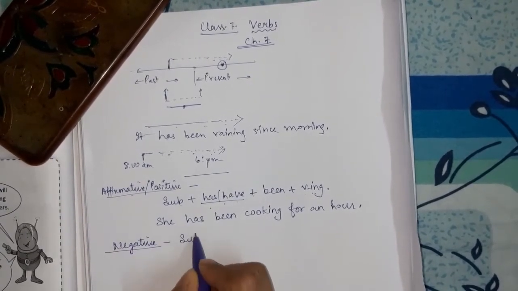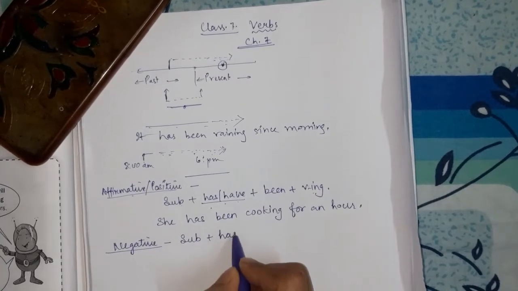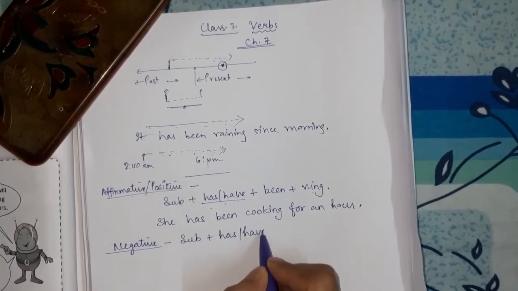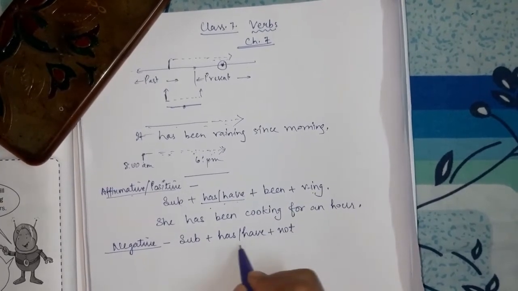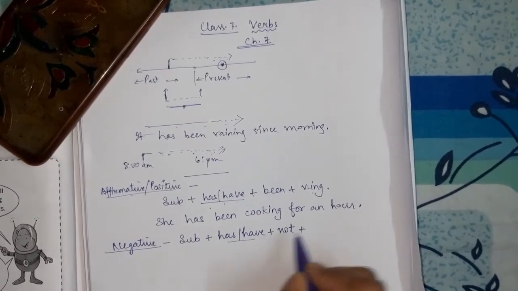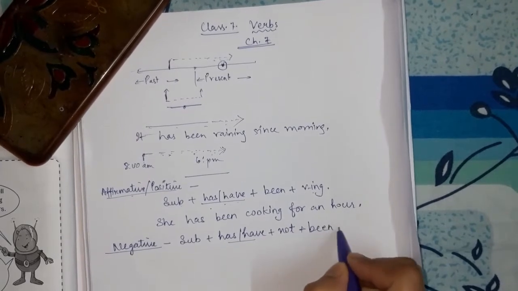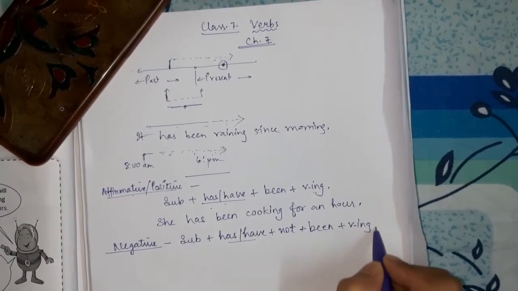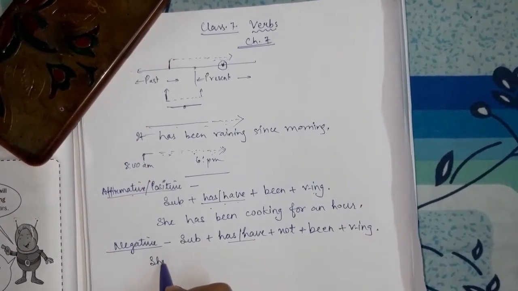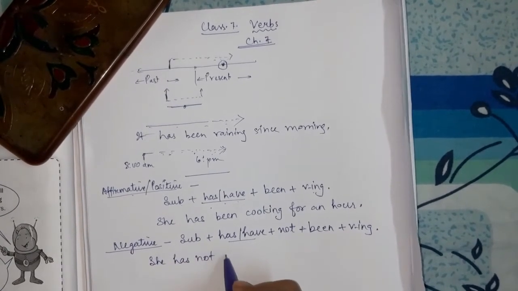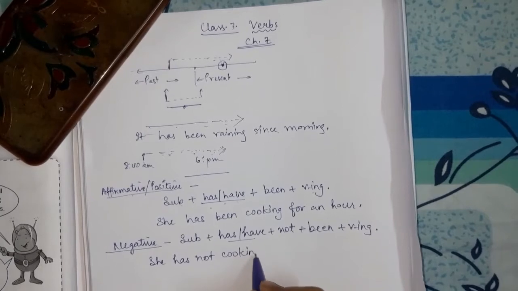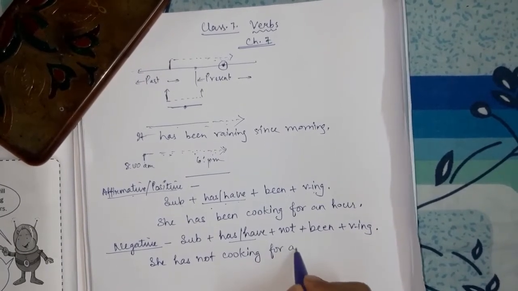Now let's see what is the formula for writing a negative sentence. Negative sentence means you have to add not, and as I already told you, you can add not always with the helping verb or the modal verb. Modal verb is not used here, we have a helping verb, so we will use not with has and have, then been, then verb in ing form. If I take the same example, I think you can easily say the answer. She has not been cooking for an hour.